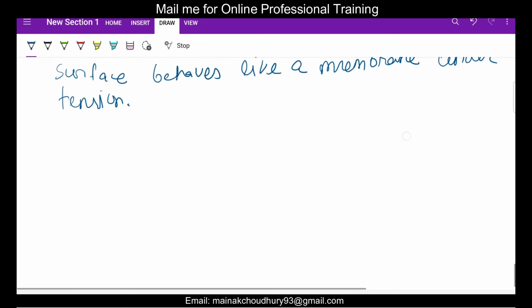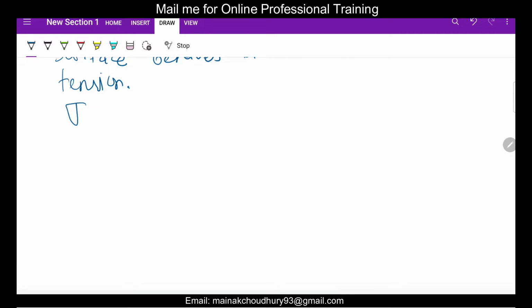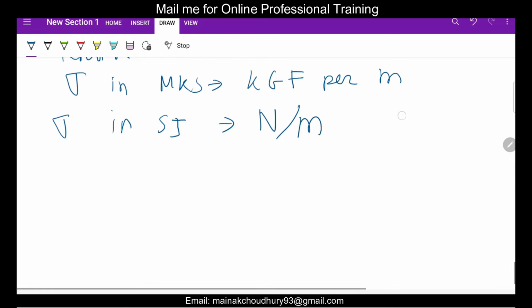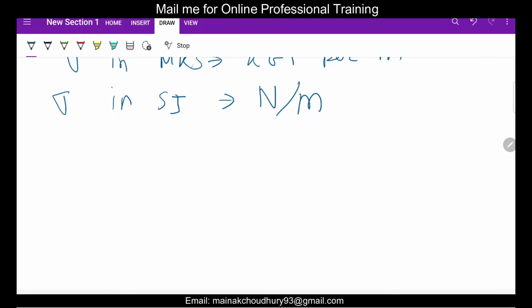Now surface tension is denoted by sigma, and in fluid mechanics you have numericals in SI as well as MKS units. Sigma in MKS units is kg force per meter, and in SI, sigma is Newton per meter. So this is the difference between SI and MKS. We can easily convert it: kg force multiplied by 9.81 turns into Newton. That's how we can convert it.